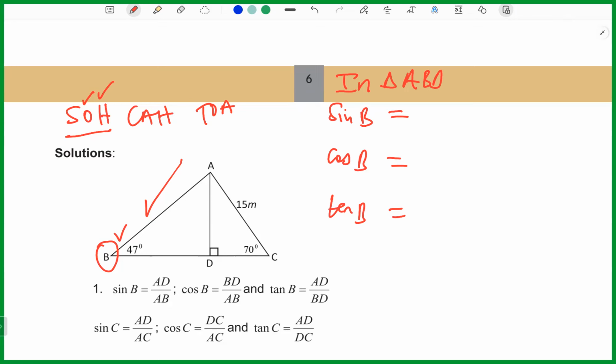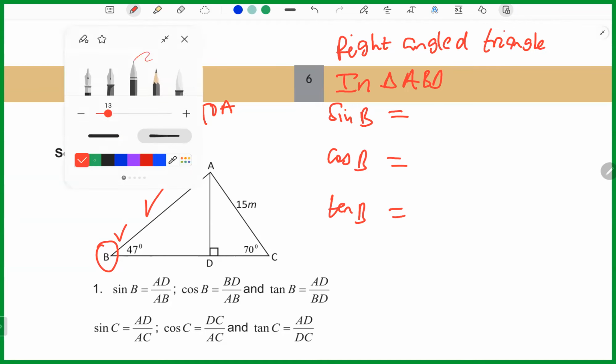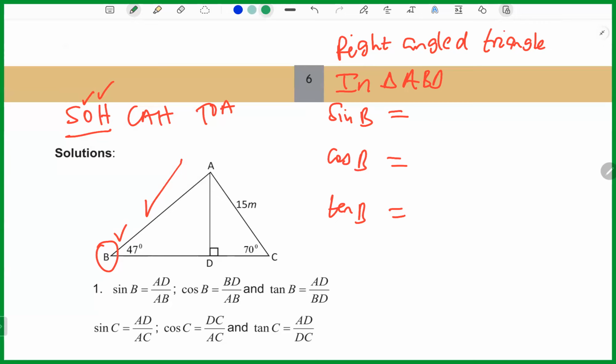So now, we have the sine of B. So we're working in the right angled triangle. So these trigonometric ratios always work in a right angled triangle. Okay. So if you were dealing with the sine of B, for example, what is the sine of B? So the sine of B is going to be opposite over hypotenuse, in which case we're focusing obviously on that triangle there.